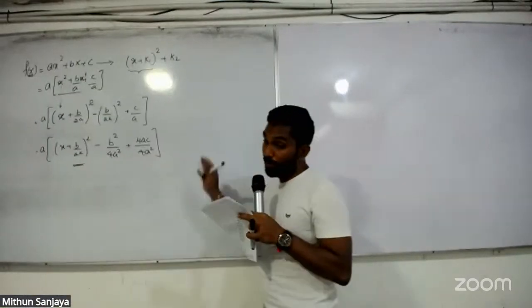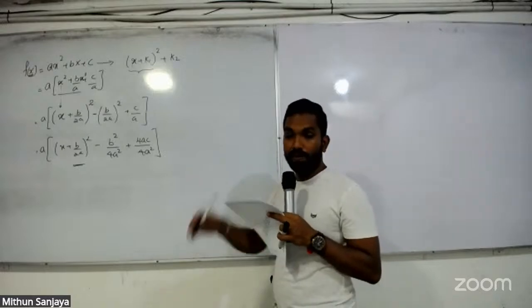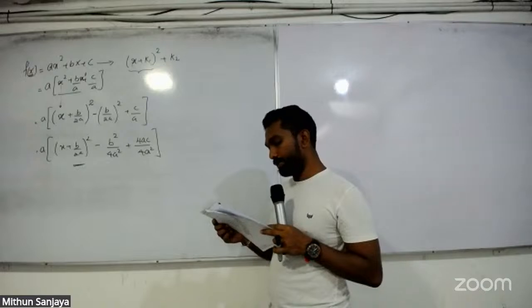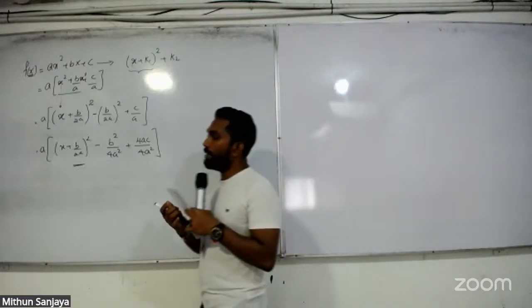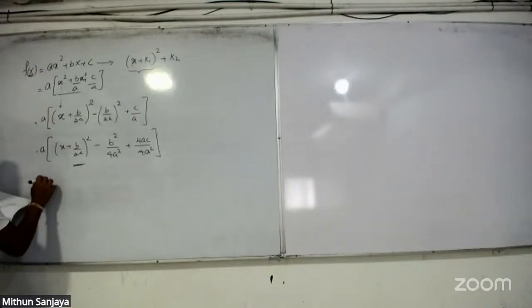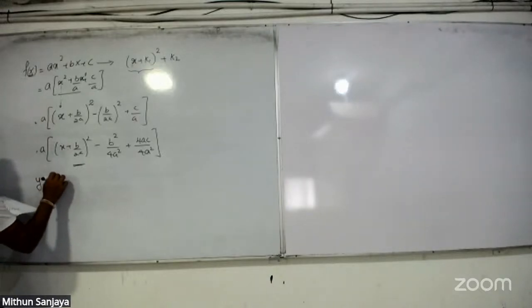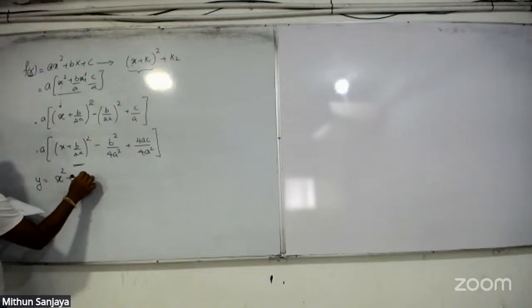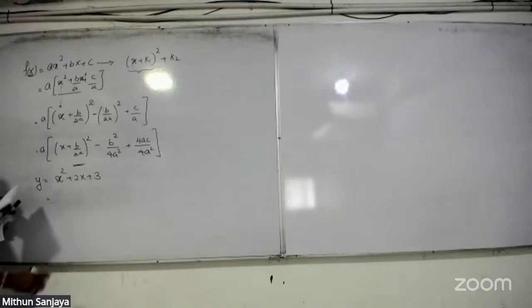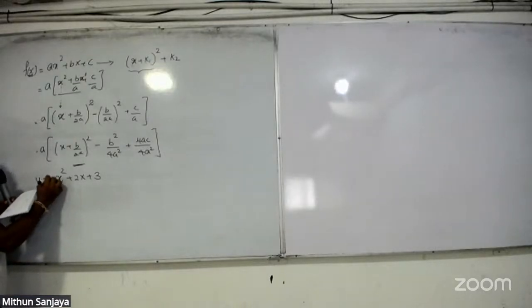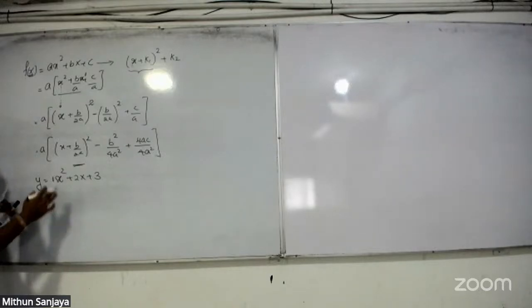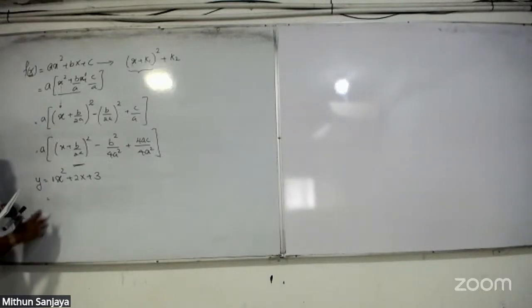Now the same thing we need to follow for the quadratic equation, with one change. Let's see what happens there. Now we have some examples. y equals x squared plus 2x plus 3. Here they have one x square. We don't need to take anything out because it's already one.